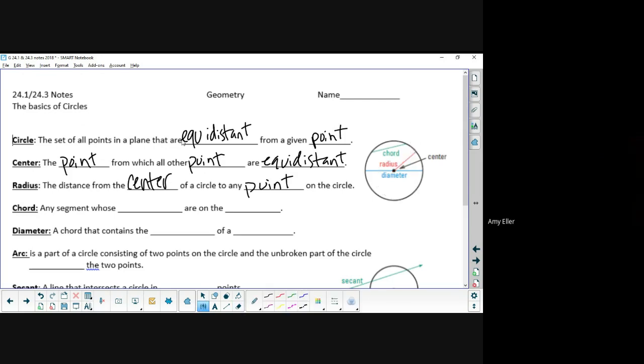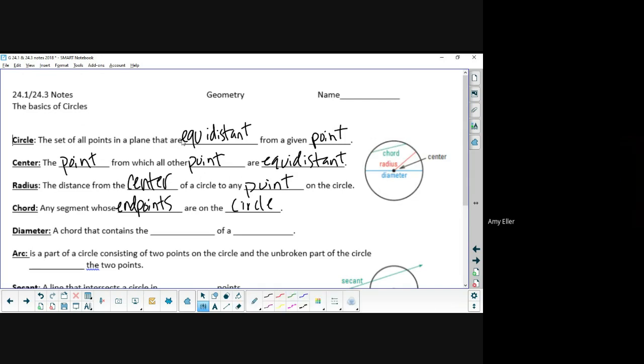A chord: any segment whose end points are on the circle. So take a look. Here is a point on the circle and another point on the circle. And if I connect those, that makes a chord. It has 2 end points on the circle.